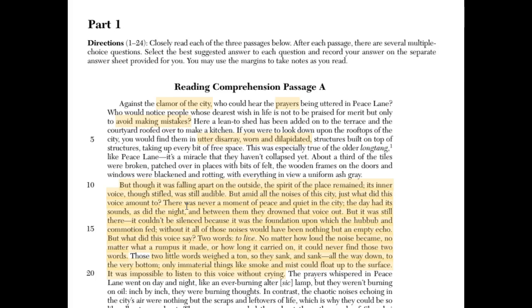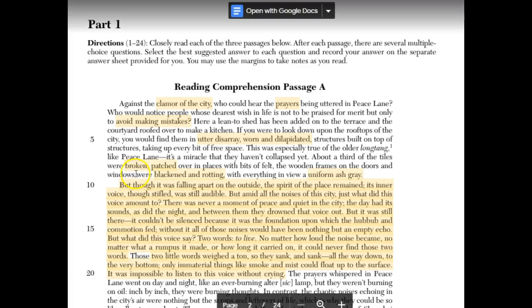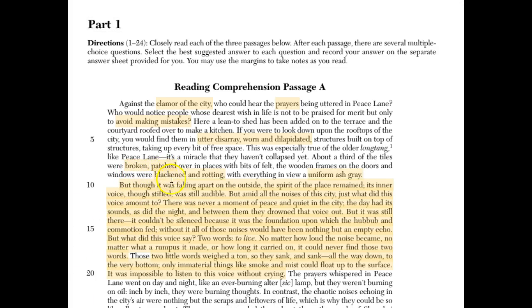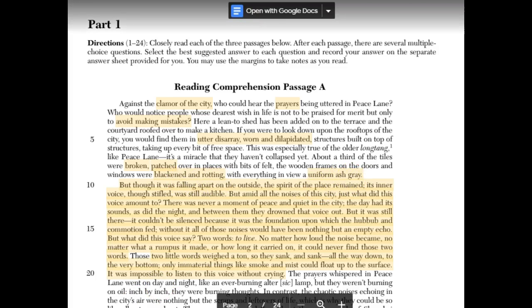About a third of the tiles were broken, patched over in places with bits of felt. The wooden frames on the doors and windows were blackened and rotting, with everything in view a uniform ash gray. So here I would highlight broken, patched, blackened, and rotting, uniform ash gray.